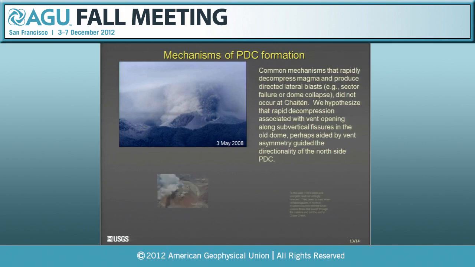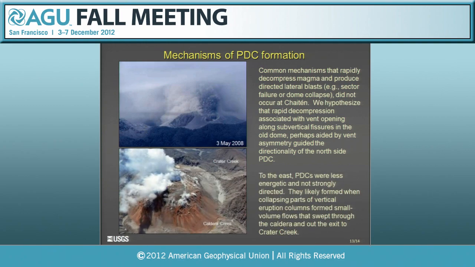The typical mechanisms that have been invoked for directed lateral blasts are things like sector failure or large dome collapse, but we don't have that. So we instead hypothesized that we had a rapid decompression associated with vent opening that might have occurred along some subvertical fissures, and also that vent asymmetry can help guide the directionality of the PDC. And there was actually a very nice poster yesterday looking at vent asymmetry and how that can guide directionality.